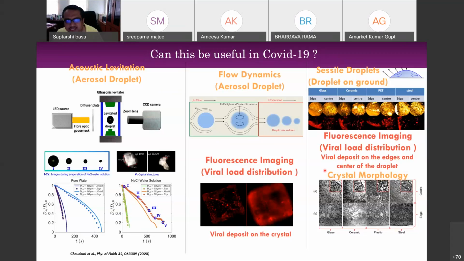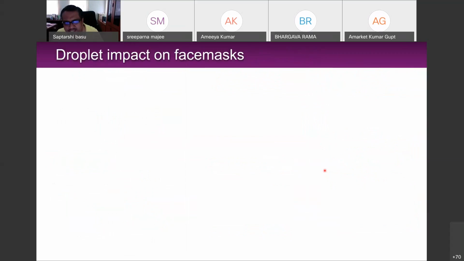And I want to end this talk with a nice little video, on a recent work that we did on droplet impact on face masks. That means the mask that you wear for the purposes of going out. Now we use masks of all kinds. At least in Kolkata, people also use handkerchiefs around their faces. And in many other cases, I've seen people use handkerchiefs. What happens when you actually cough when you have the face mask on? Is it kind of beneficial?